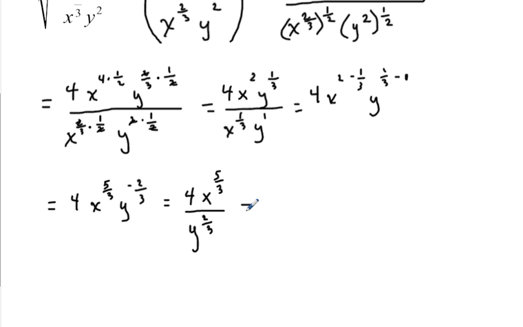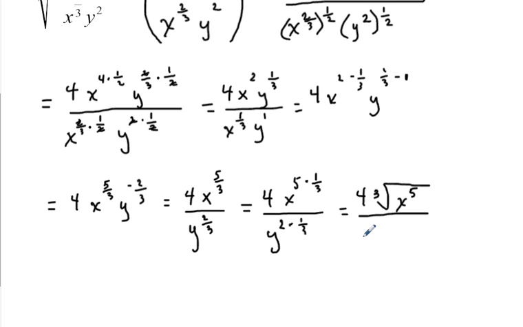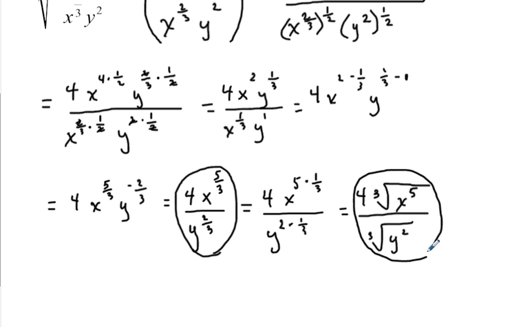This can also be written like so. Let's write the 4. And x to the 5/3 can be written as x to the 5 times 1/3 power. y to the 2/3 can be written as y to the 2 times 1/3 power. The 4 stays the same, and we're going to write the cube root of x to the 5th over the cube root of y squared. So this expression and this expression are equivalent.